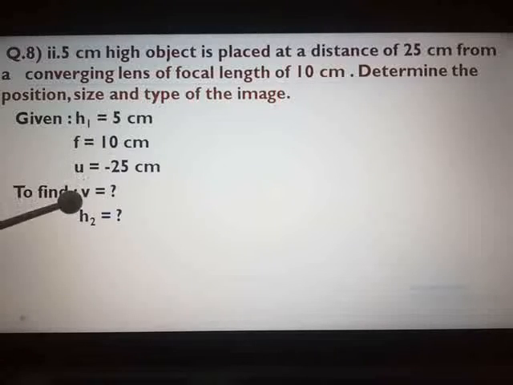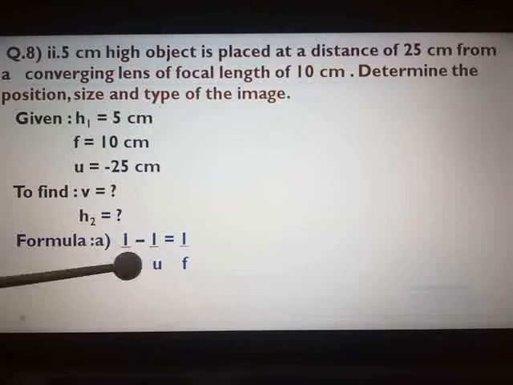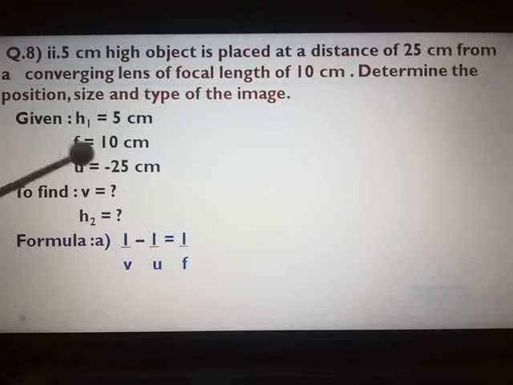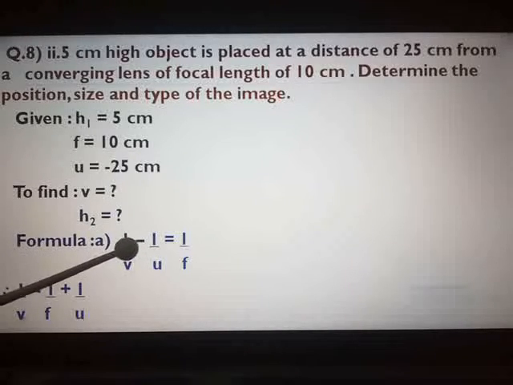First, to calculate v, let us use the formula 1 upon v minus 1 upon u is equal to 1 upon f. You know this is the lens formula. Value of u is given, value of f is there. You can calculate the value of v. So 1 upon v if you keep on the left hand side and take 1 upon u on the right hand side, it will become positive. Now substitution of the values: 1 upon v is equal to 1 upon f, in place of f 10, and in place of u minus 25.